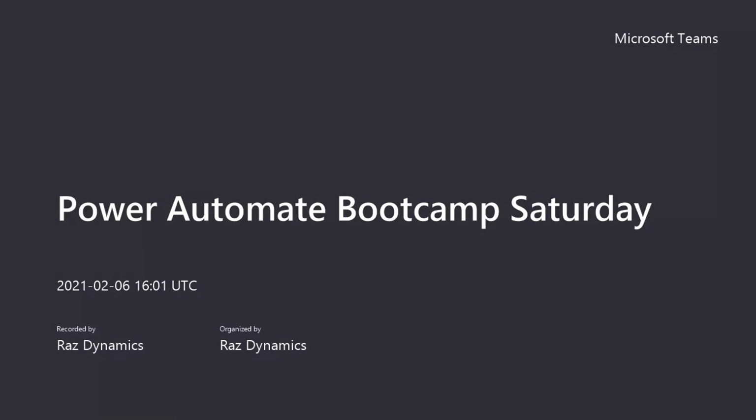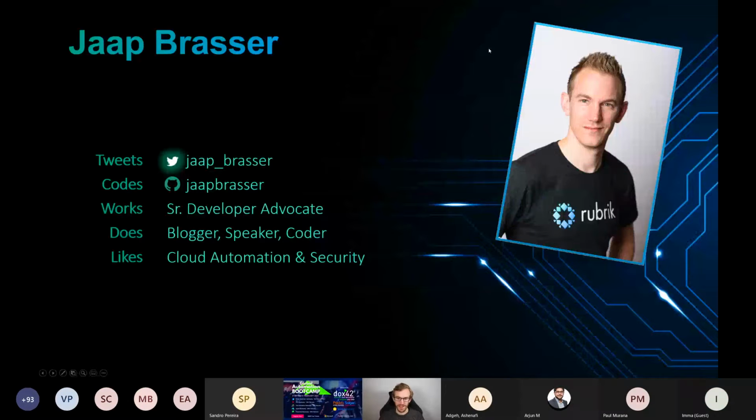I obviously don't look much like my photo anymore because things have changed and hairdressers are very hard to come by these days. So I'm a senior developer advocate. I work for Rubrik, and a big part of my work is automating, scripting, and working with APIs in general. And that's also how I connected this to Power Automate and the Graph API.